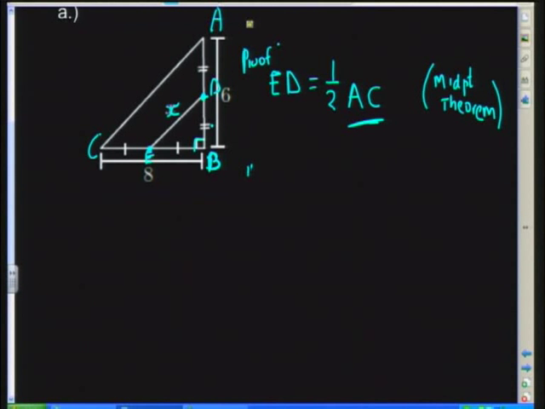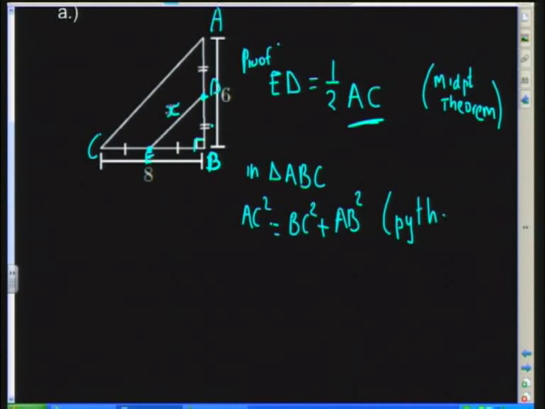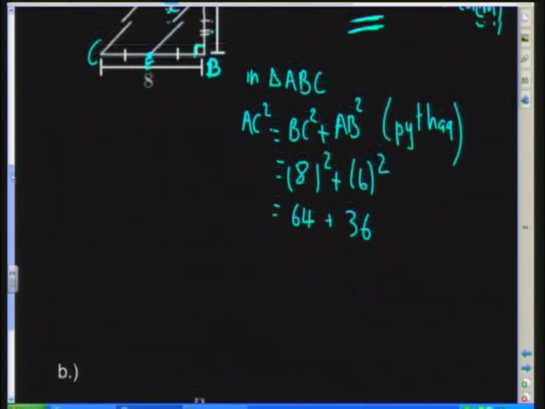So therefore, we can say in triangle ABC, from Pythagoras, we know that AC squared is equal to BC squared plus AB squared. And the reason there is just straight from Pythagoras. We know that BC is 8, so we're going to have 8 squared plus 6 squared. 8 squared is 64 plus 36, and 64 plus 36 gives us 100.